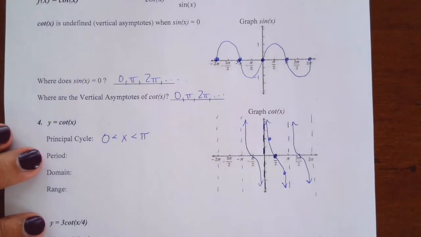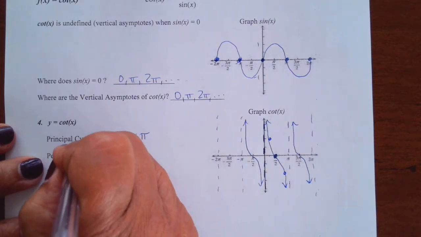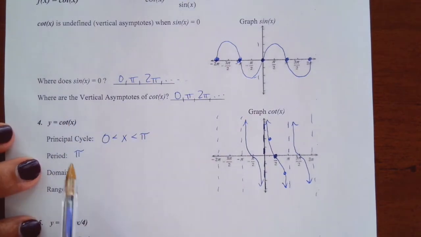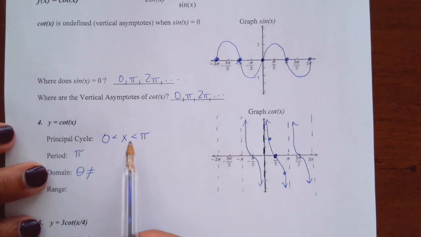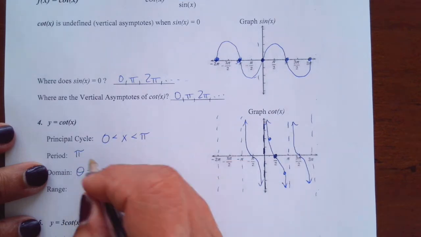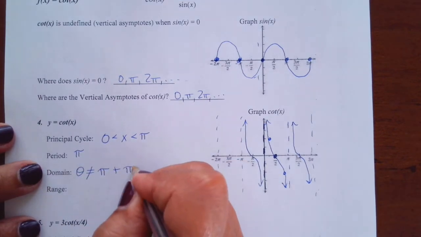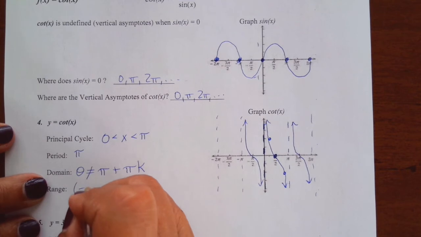So it's almost the same. The only difference is right here, okay? And that's because of where those dotted lines are. Everything else is the same as it was with tangent. So the period is pi over b, and in this case b is 1, so it's just pi. The domain, theta can't equal, take either asymptote, it doesn't matter, pi plus the period times k. There's your domain. And then the range is all real numbers.